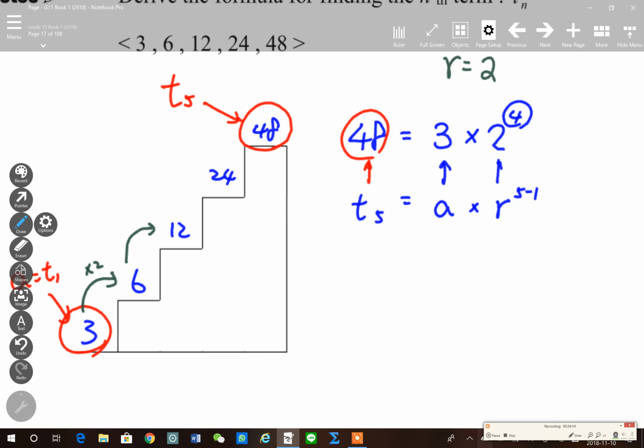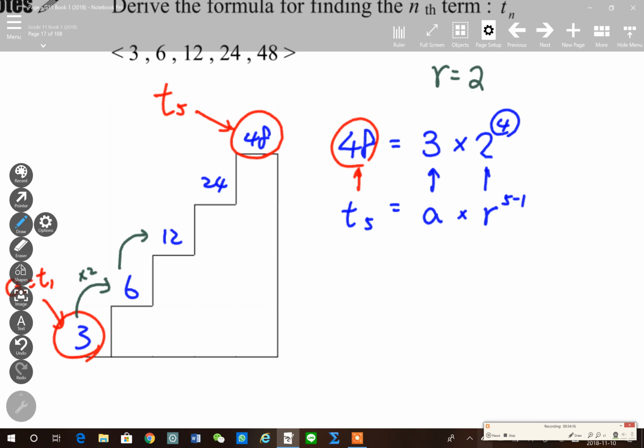I'll say one more time, okay? Because there are 5 numbers, how many steps to get there? 4, right? It's like 5 fingers. How many spaces in between? 4, right? Can you just write T and then the 10 minus 1?